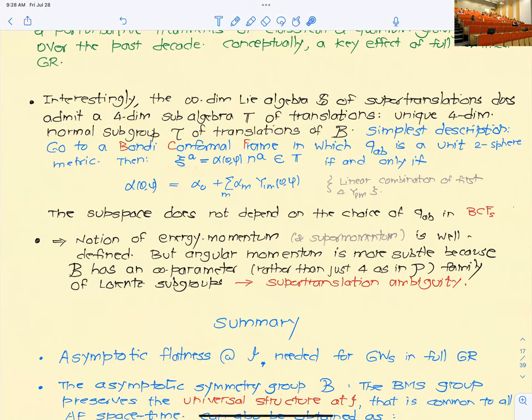where the function, instead of f of theta phi, which is a general function, is in fact a linear combination of the first four spherical harmonics, then they correspond to translations.